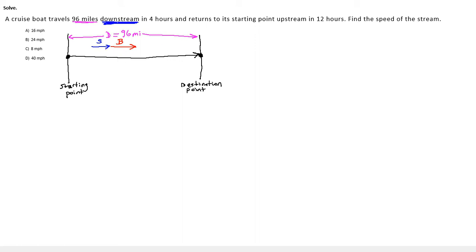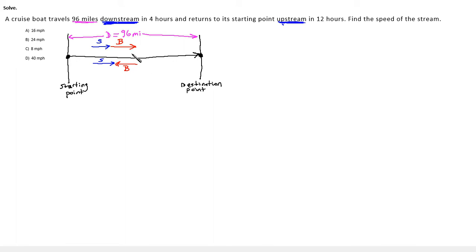Now, upon the return journey from the destination back to the starting point, the boat is going to be traveling back, which means we're going to presume that the stream is still flowing in the same direction, and they're telling us that when they say upstream. See this right here? Upstream. So what this means is now the stream is pushing against the boat. It's the same speed, but the speed of the stream is pushing against the boat.